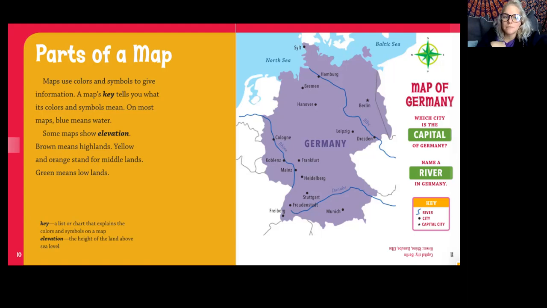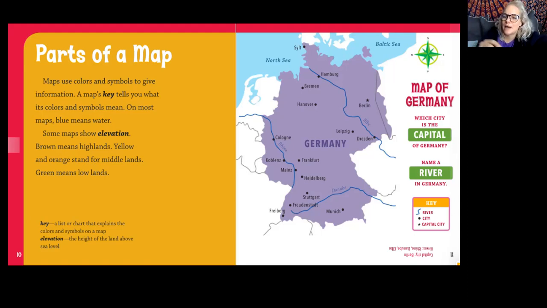Some maps show elevation. So elevation just means how high something is. So if you have a mountain, it's going to be a different color than a flat land. Brown means high. Yellow and orange stands for middle, and green means low.